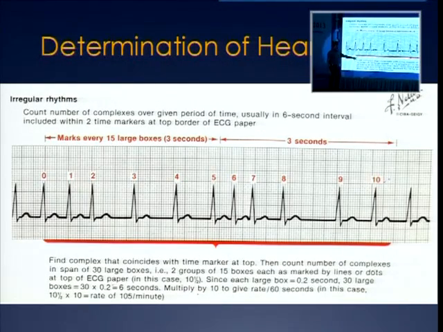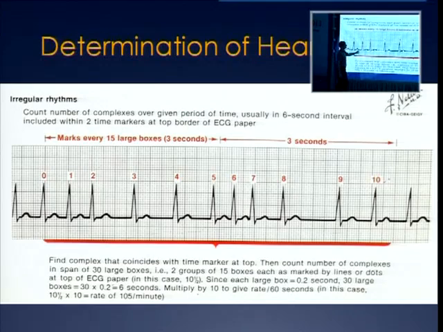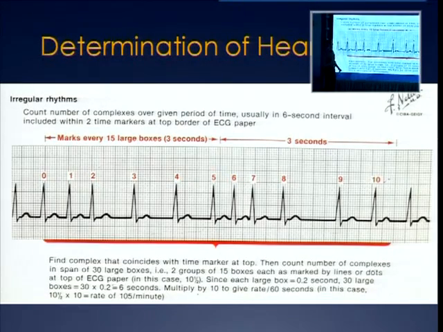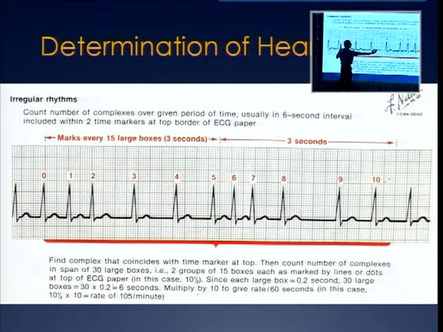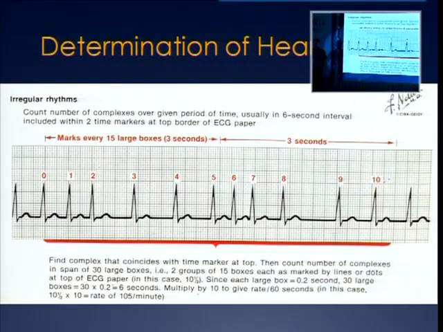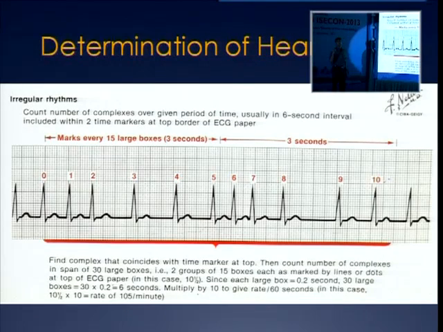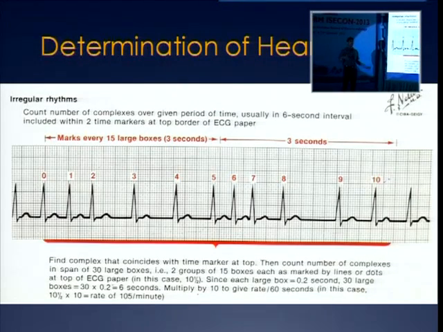You find the complex that coincides with these, which are all written at the bottom here. You count the number of complexes in a span of 30 large boxes. So 30 large boxes will give you 6 seconds, because each big box is 0.2 seconds. Then you multiply the number of complexes within 30 large boxes by 10. That will give you the rate in 1 minute in atrial fibrillation. Is that clear, or should I go through that again?